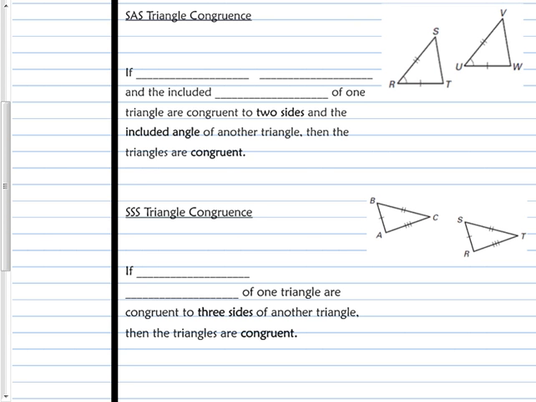SAS. What do you think SAS stands for? Well, it's side, angle, side. If two sides and the included angle of one triangle are congruent to two sides and the included angle of another, then the triangles are congruent. Here's an example. This side is congruent to that side. RT is congruent to UW.